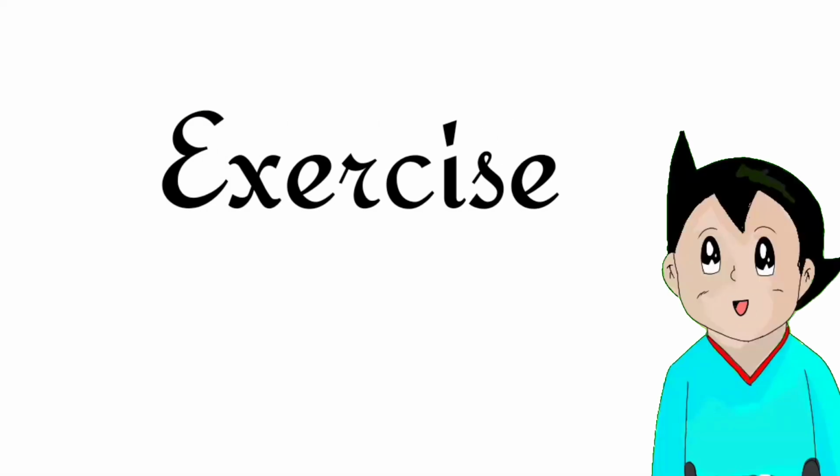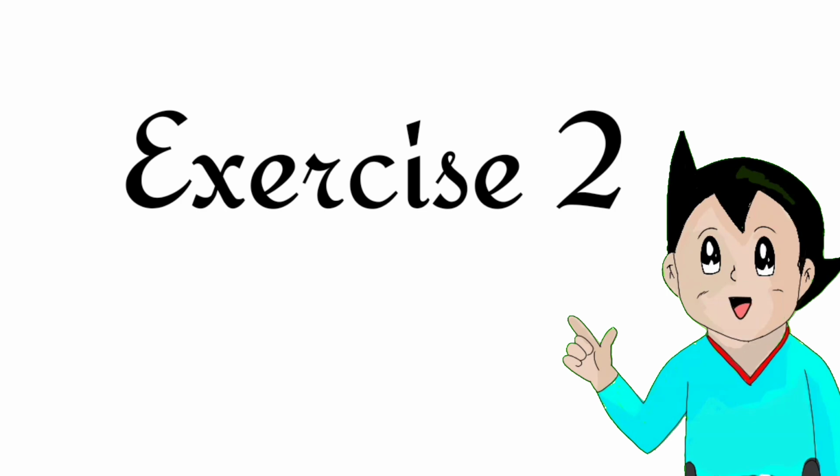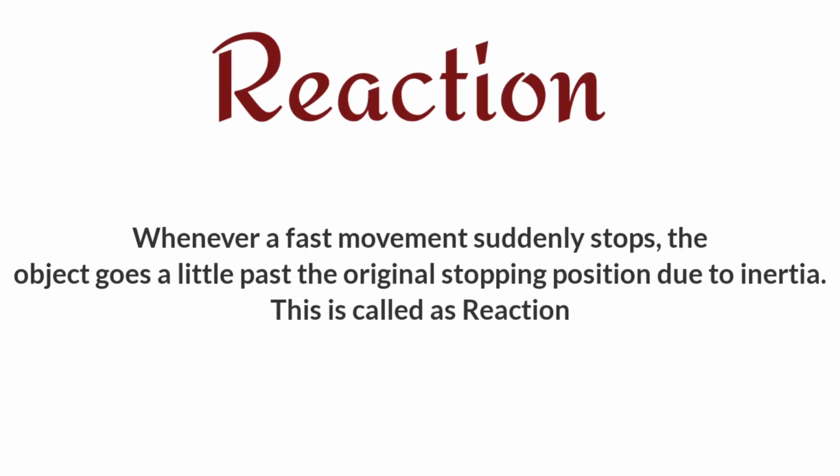After completing the first exercise, let us move on to the second exercise, which is reaction. So, whenever a fast movement suddenly stops, the object goes a little past the original stopping position. This is due to inertia. This is called reaction.